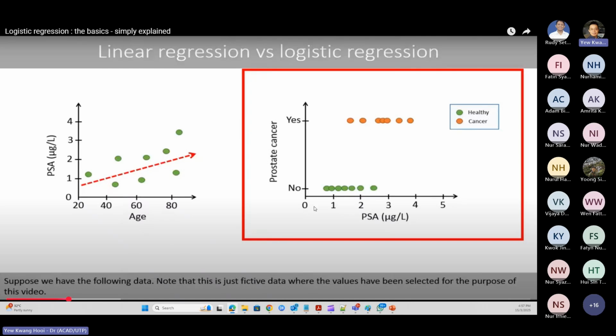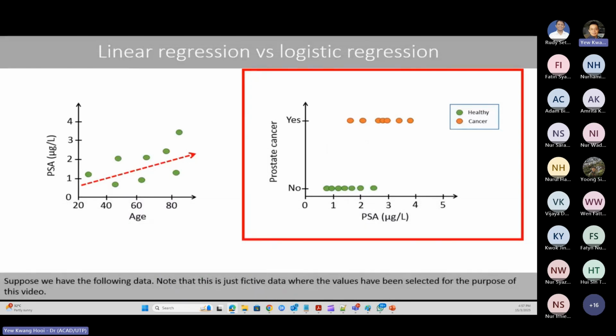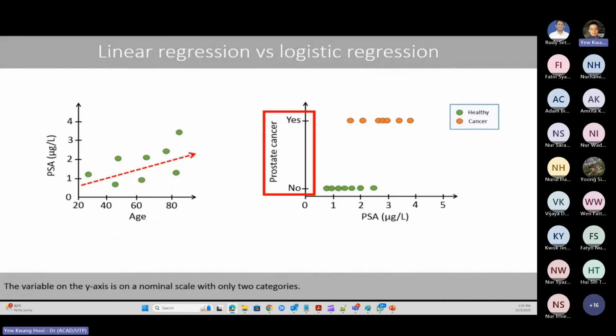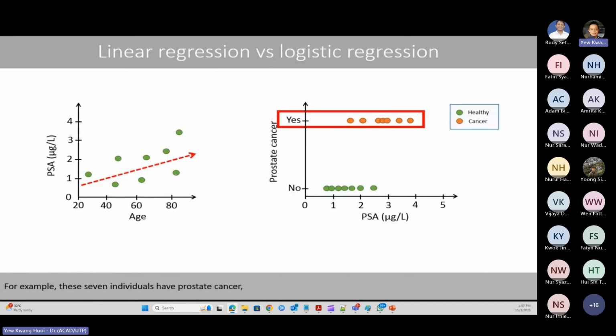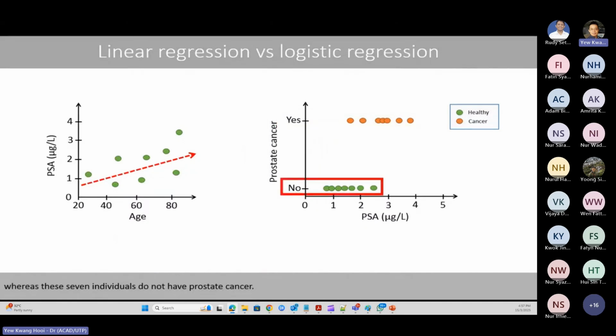Because we're using an S shape, right? The S shape has a bottom and a top. So the bottom and the top will be the two categories. The data values have been selected for the purpose of this video. The variable on the y-axis is on a nominal scale with only 2 categories. The variable on the y-axis represents if someone has prostate cancer or not. For example, these 7 individuals have prostate cancer, whereas these 7 individuals do not have prostate cancer.